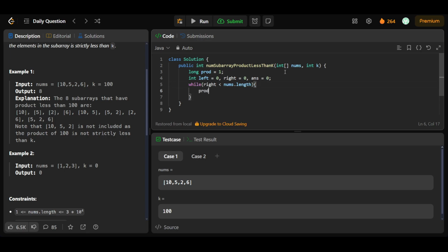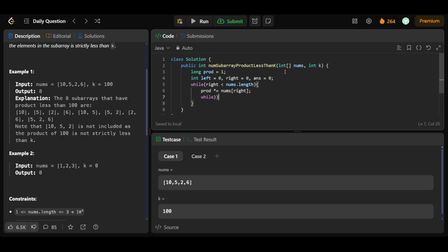I'll be multiplying nums[right] into the product, product *= nums[right]. Then what I'll be checking is that, as it is a subarray, my left should be less than or equal to right, and I'll be checking that while the product is greater than or equal to k, what I'll be doing is dividing it by nums[left], and I'll be increasing the left pointer.